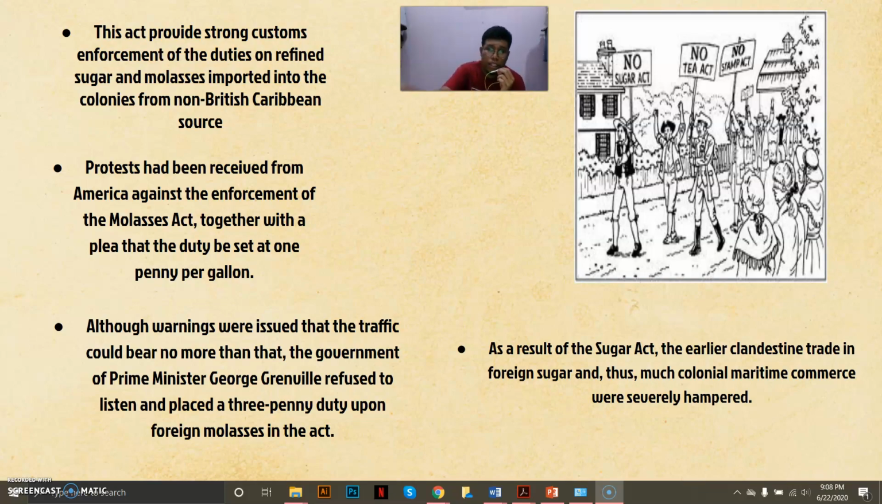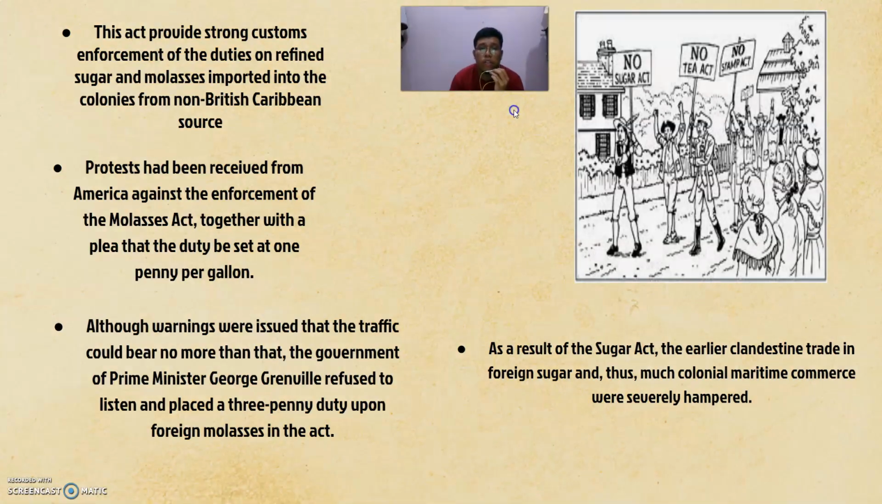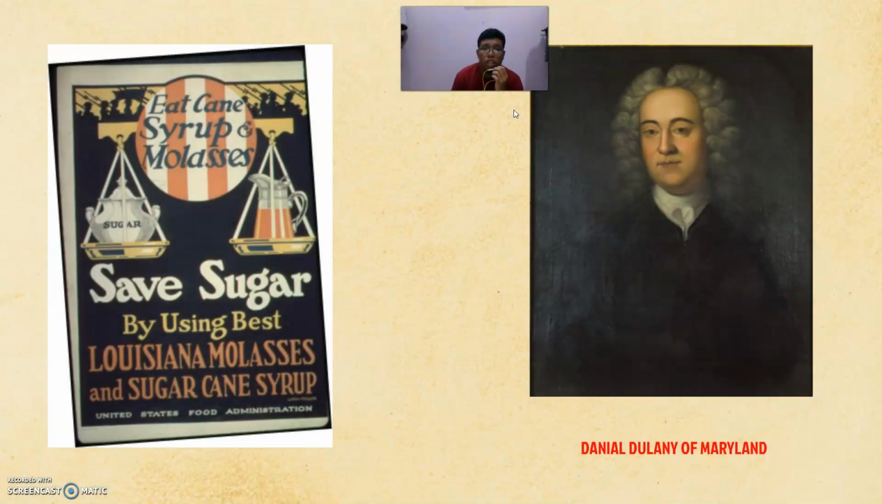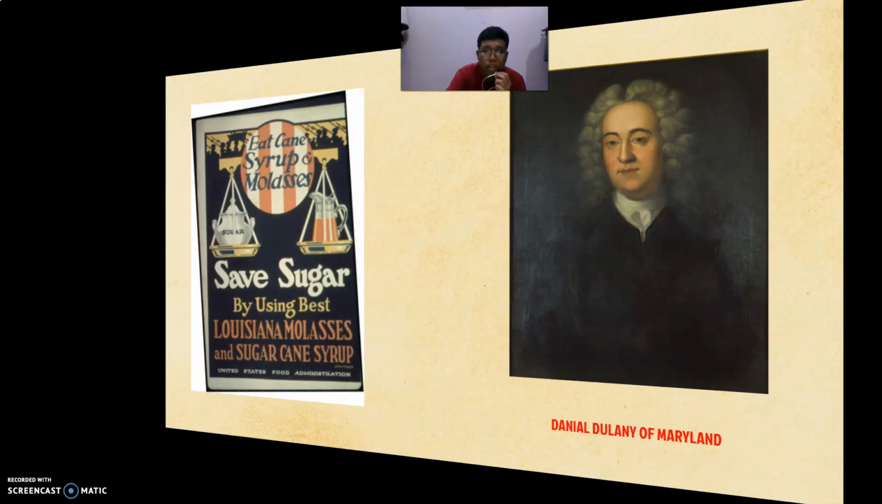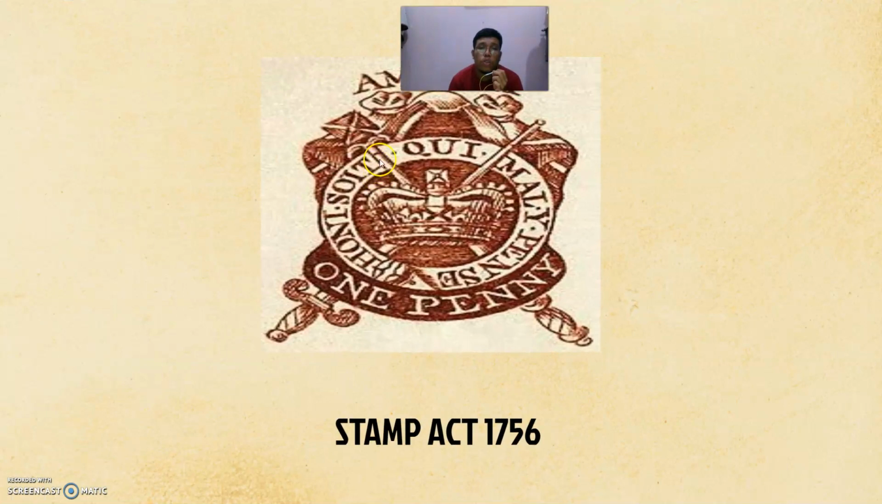You can see the picture of the American people's demonstration. This is the poster that I got from the internet. This is the figure that was involved in this act, Daniel Dulany of Maryland.